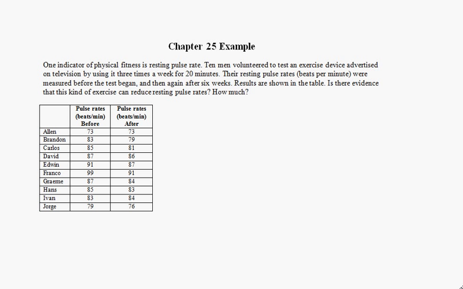This is an example of a problem from Chapter 25. What we have is a device, an exercise device that was advertised on TV. So you've probably seen these things. It could be treadmills or rowing machines or some other kind of fancy thing. And by using it 3 times a week for 20 minutes, their resting pulse rate beats were measured before and then tested again after 6 weeks. So they use this machine for 6 weeks. Results are in the table.